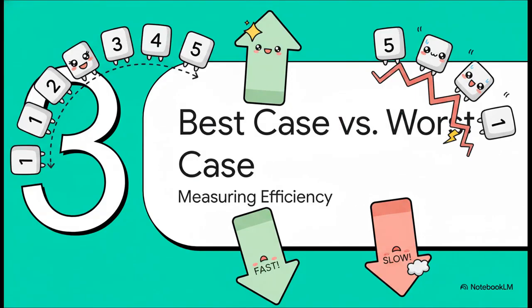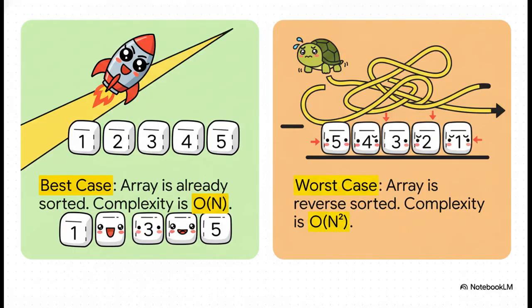So we've seen how it works, but the next really big question is, how fast is it? And like a lot of things in computer science, the answer is, well, it totally depends on what you give it. Let's look at the two extremes. And this is where it gets really interesting.